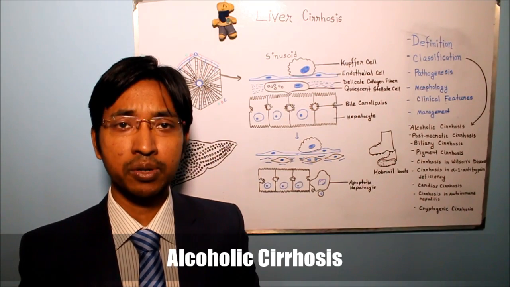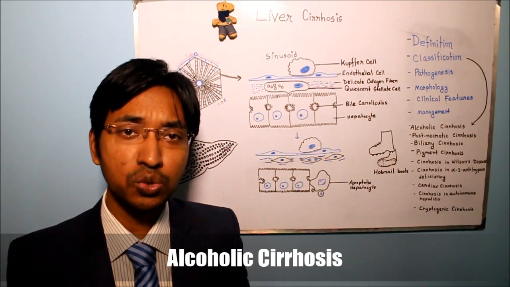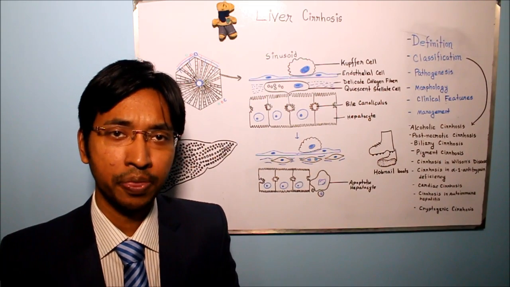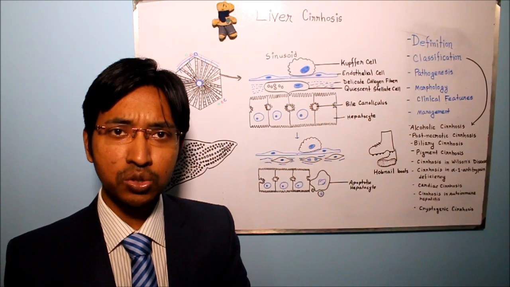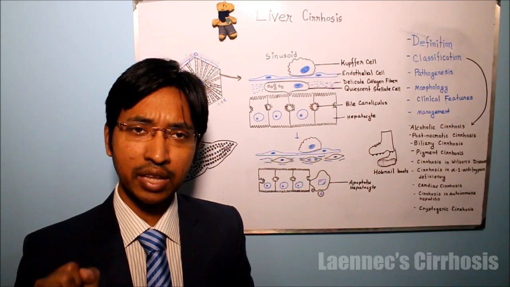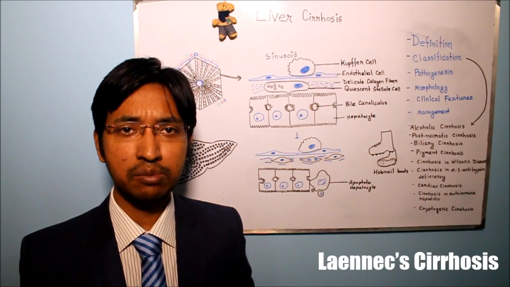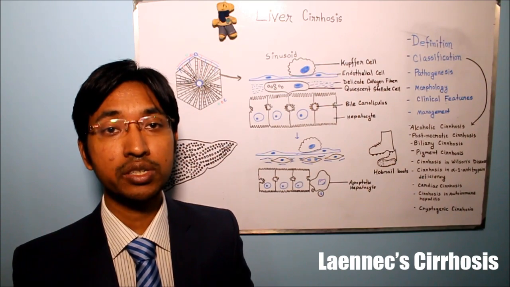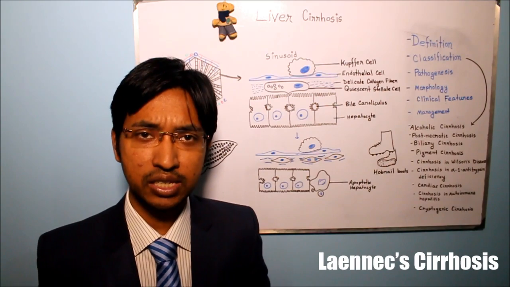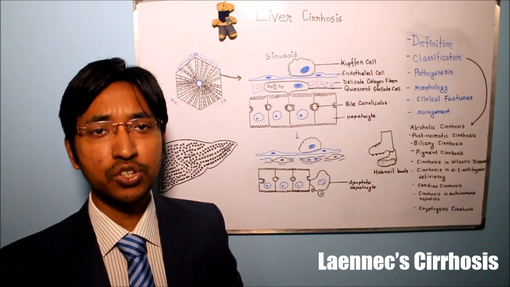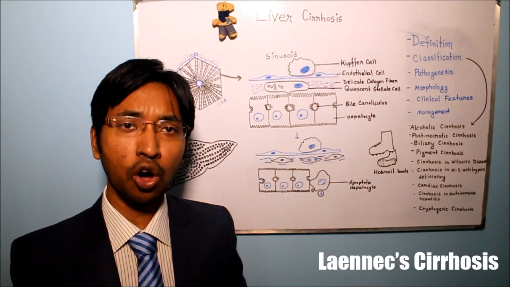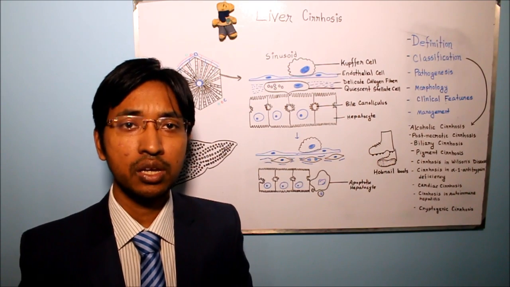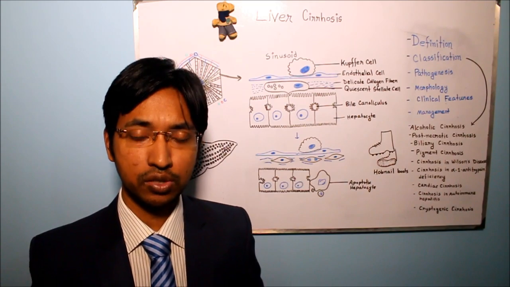60 to 70% cases of liver cirrhosis are due to such chronic alcohol abuse. Now, alcoholic liver cirrhosis is also known as Laennec cirrhosis, named after the person who introduced the term cirrhosis in 1818. Alcoholic liver cirrhosis is also called hobnail cirrhosis, nutritional cirrhosis, diffuse cirrhosis, etc.